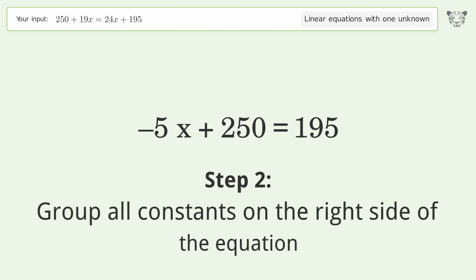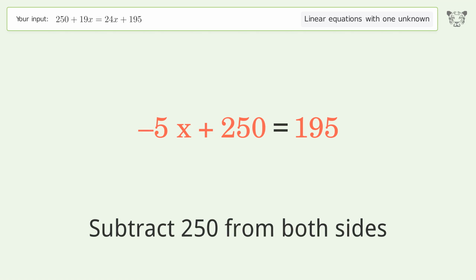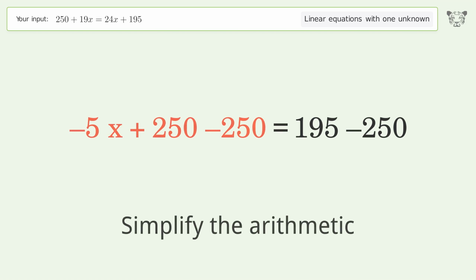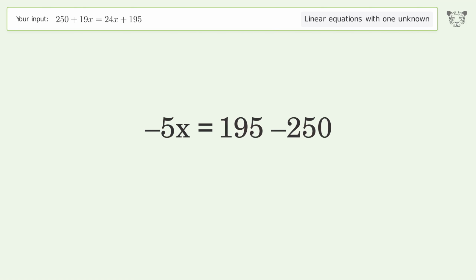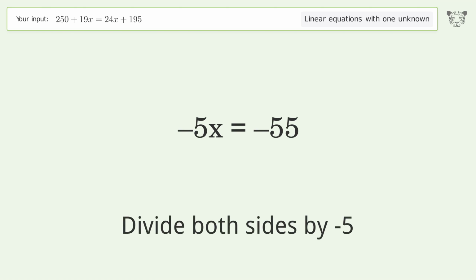Group all constants on the right side of the equation. Subtract 250 from both sides. Simplify the arithmetic. Isolate the x. Divide both sides by -5.